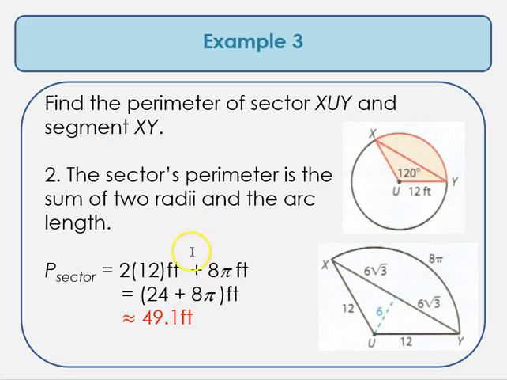So the second step, the sector's perimeter is actually the sum of the two radii and the arc length. So UX will be 12 because it is congruent to UY. So we can say 2 times 12 feet plus the arc length, which was 8 pi feet. I've used the distributive property to shorten that, and 24 plus 8 pi, I used my calculator to find the decimals for pi, added and rounded to 49.1 feet approximately.